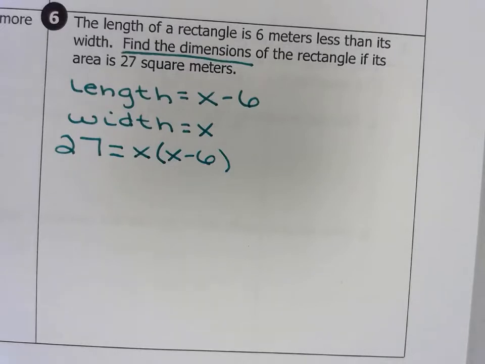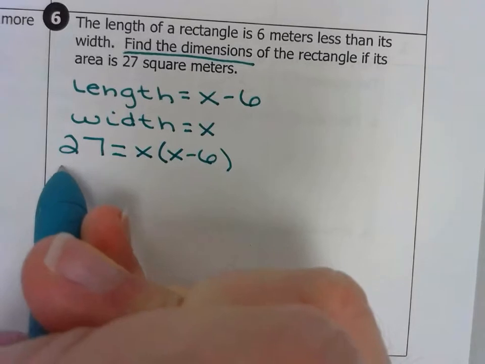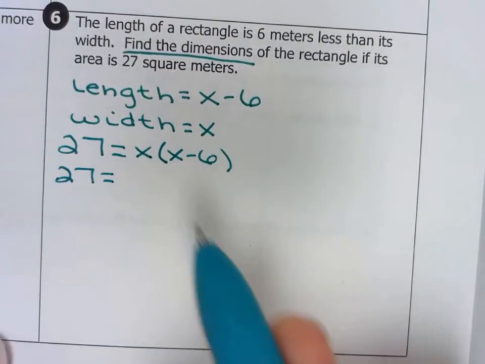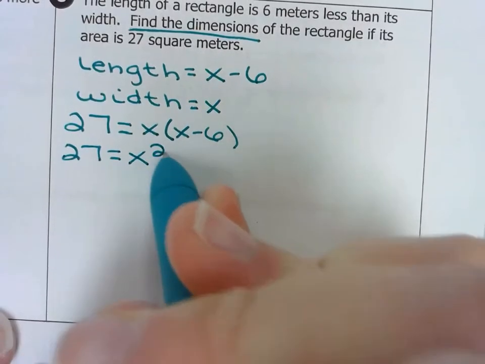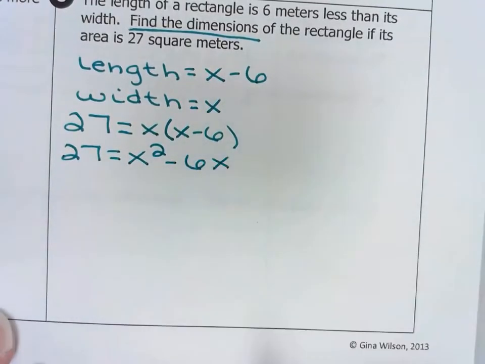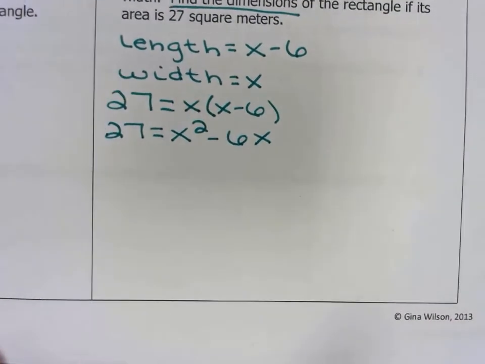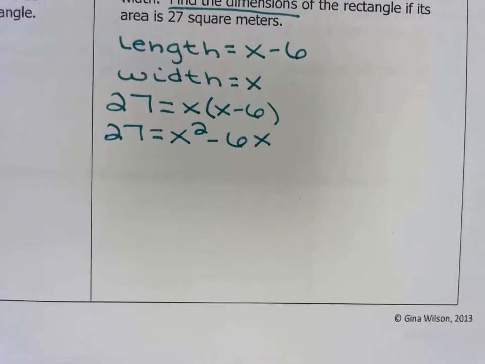Okay, now it looks similar to the one we just did. What are we going to do first? Distribute: x squared minus 6x. Okay, it's a quadratic because I see x squared. I have 3 ways to solve it. Square root, can I use square root? No, because it's 6x. Let's try to factor.